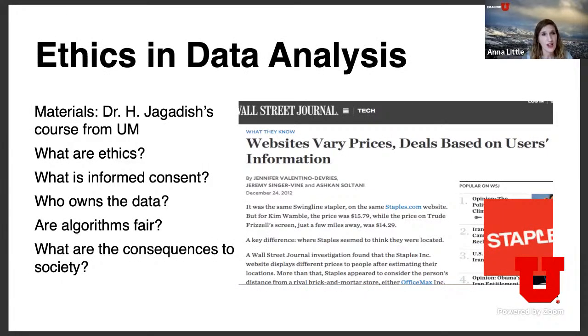Okay, and we also talked a little bit about ethics in data analysis using some of Dr. Jagadish's course materials from the University of Michigan. So we looked at what are ethics? What is informed consent? This tricky question of who owns the data when the data is about you, but somebody else collected it. Are algorithms fair? What are some of the things that we don't necessarily think about, but that can potentially have a strong impact on society? So what are the consequences to society of what we do as data scientists?